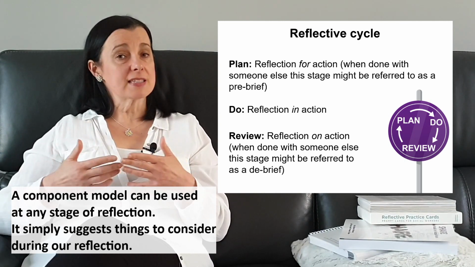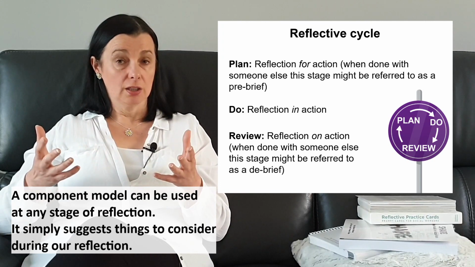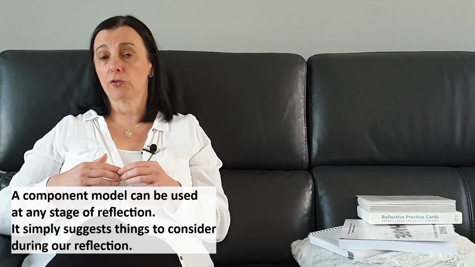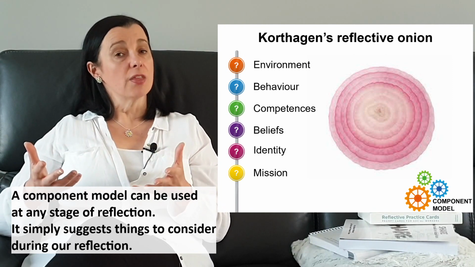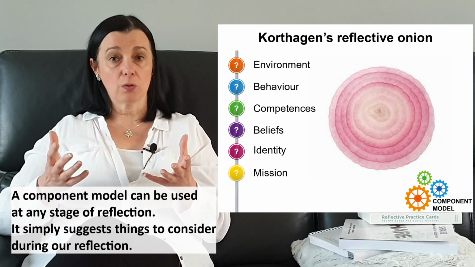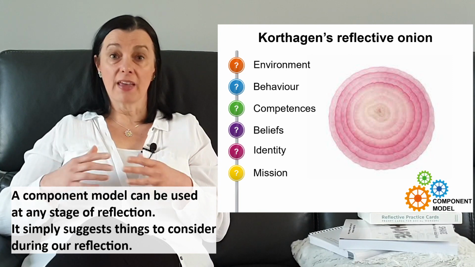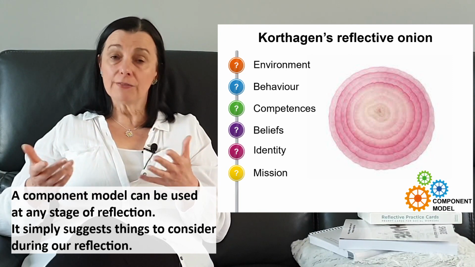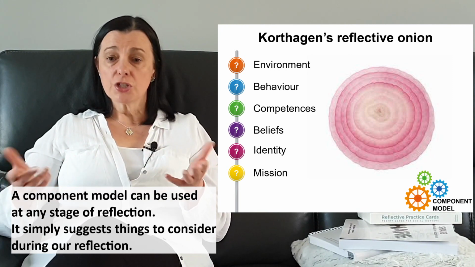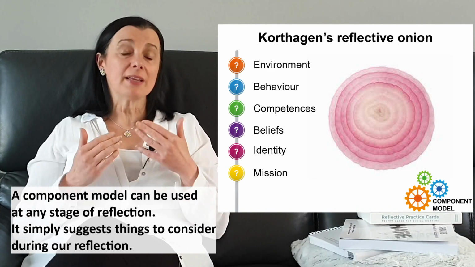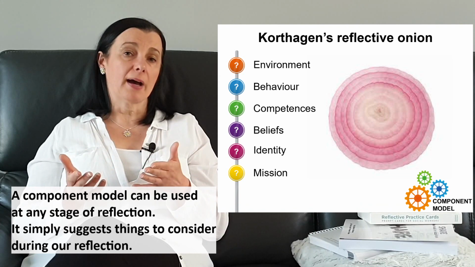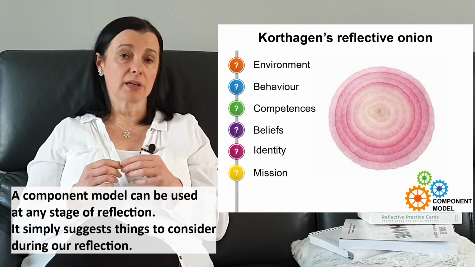So Rolfe's and Gibbs's reflective onion is an example of a component model. You don't have to wait till something's happened to use the model. You could think about the impact of the environment before you even go to the situation. So before you go into, let's say it's a meeting, you're going to think about what impact will the environment have.